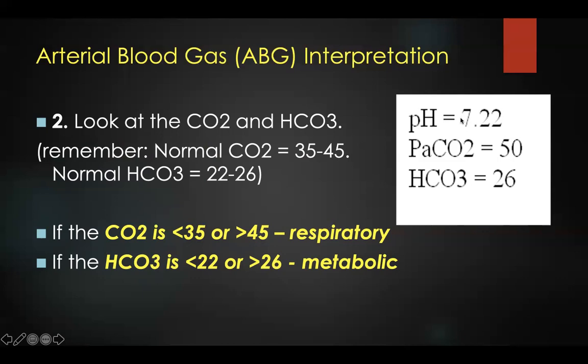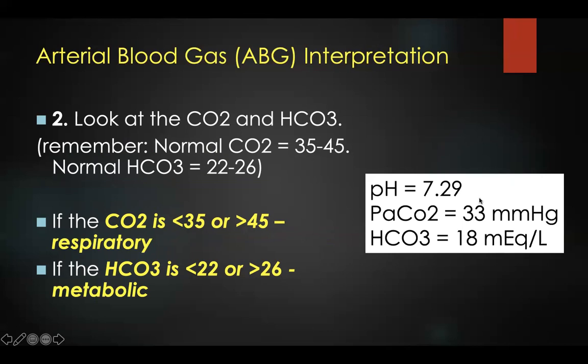For example, here the pH is 7.22, the CO2 is 50, and the bicarbonate is 26. The pH is 7.22, so is that acidic or alkaline? This is acidic because the pH is less than 7.35. How about the PaCO2? It is 50. What's the normal level of carbon dioxide? It's 35 to 45, so this is high. How about the bicarbonate? It is within the normal range. So what type of acidosis are we dealing with here? This is respiratory acidosis, since you have a derangement of the carbon dioxide, which is above 45.